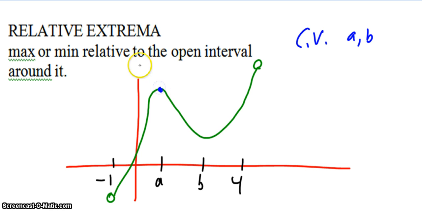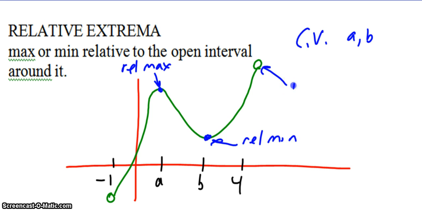This point here would be a relative max. This point here would be a relative min. Because this is an open interval, this point is going to be nothing. Because this is an open interval, this point here is also nothing. Those are not absolute maximums or minimums.